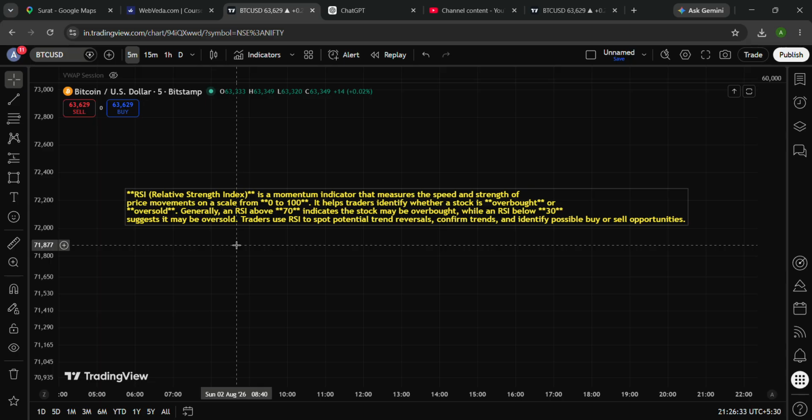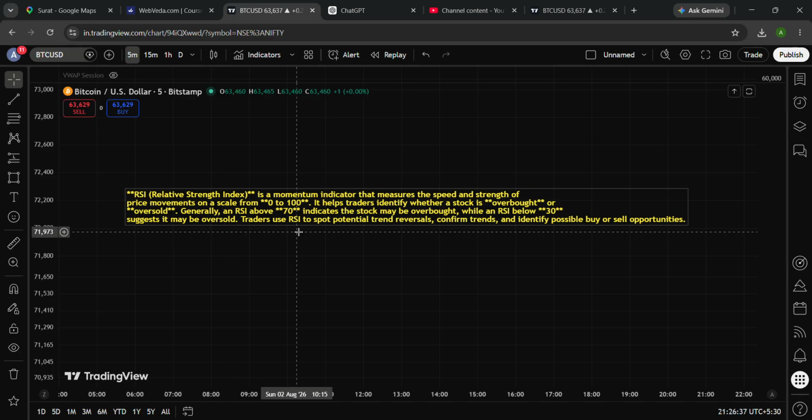Traders overbought or oversold. Generally, RSI above 70 indicates the stock may be overbought, while RSI below 30 suggests it may be oversold. Traders use RSI to spot potential trend reversals, confirm trades, and identify possible buying or selling opportunities.